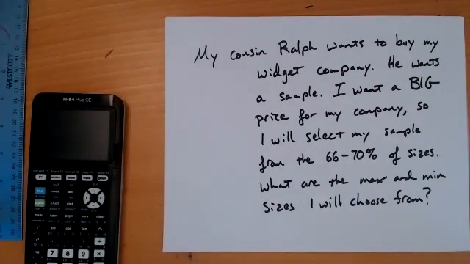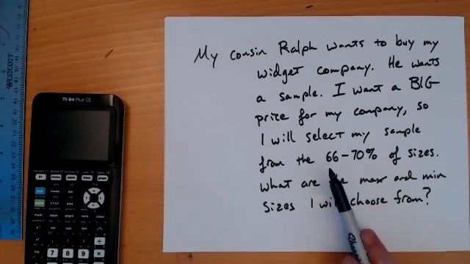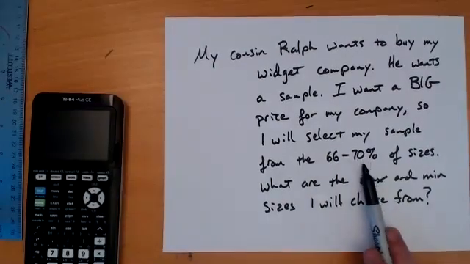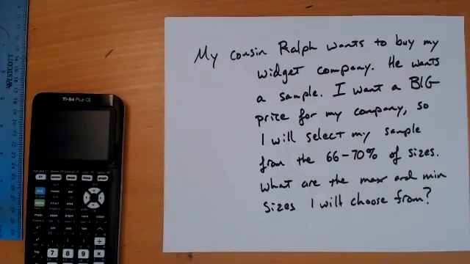So now we have to find out what these values are. What does the 66th percentile look like? And what does the 70th percentile look like? This is not going to be done in one fell swoop. You're going to have to do this in different parts. So, can anybody help me in my problem?